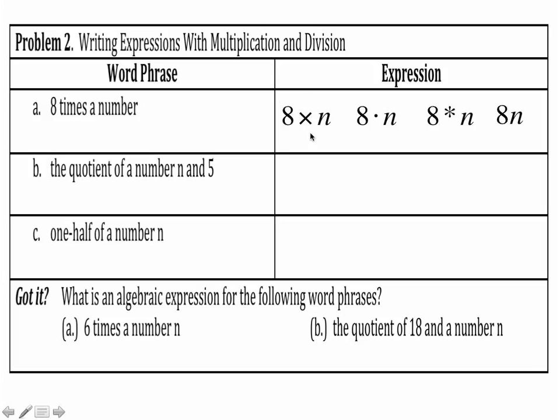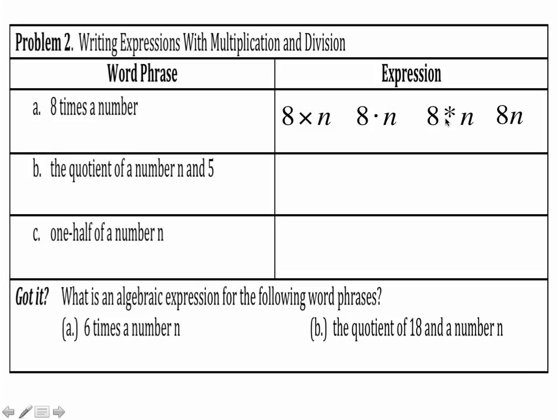All right, this is probably the least desirable one, because once we start putting x's in here, then we might think that they're variables. So let's try to stick with 8n or 8 times n, written either of those ways.